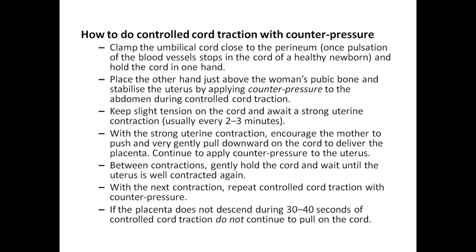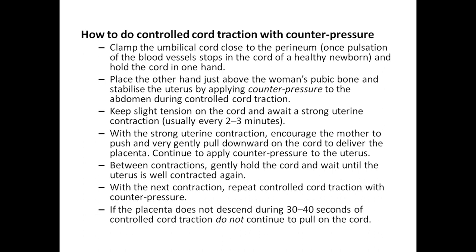How to do the controlled cord traction with counter pressure. Clamp the umbilical cord close to the perineum and hold the cord in one hand. Place the other hand just above the woman's pubic bone and stabilize the uterus by applying counter pressure to the abdomen during controlled cord traction. Keep slight tension on the cord and wait for a strong uterine contraction. With a strong uterine contraction, encourage the mother to push and gently pull downward on the cord to deliver the placenta.